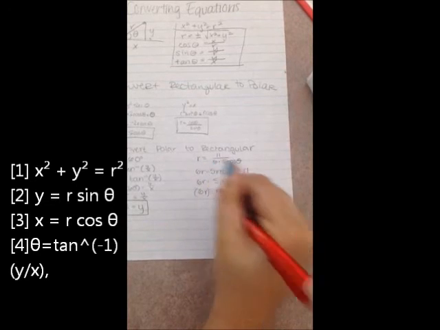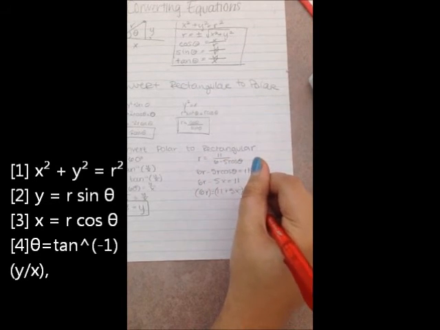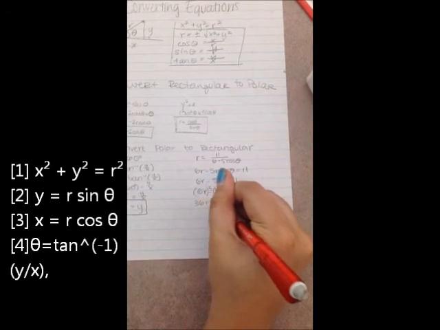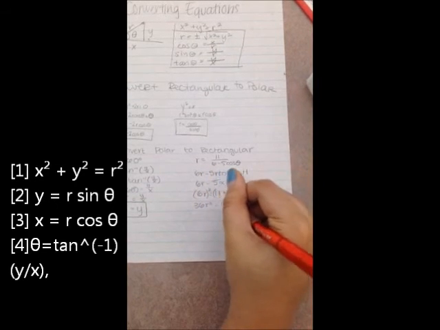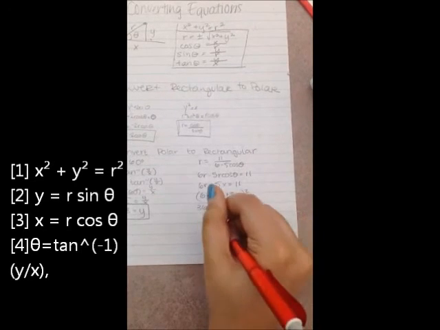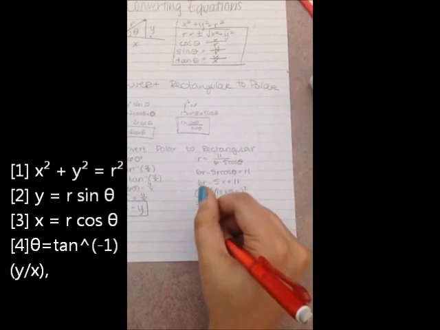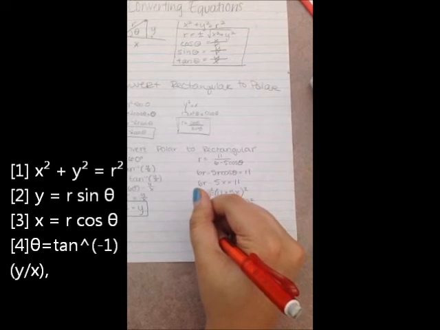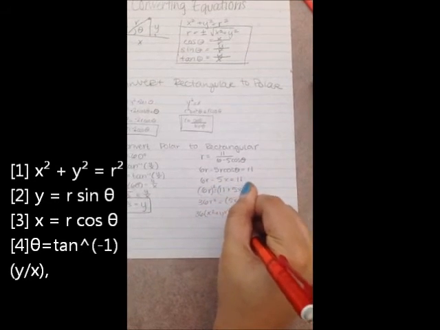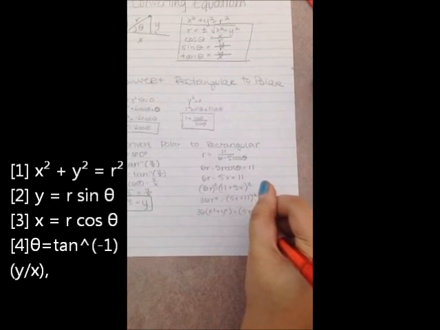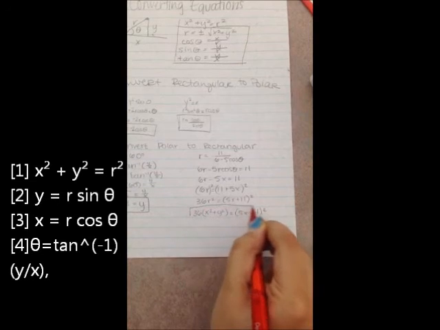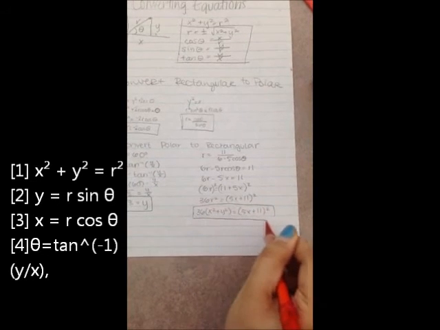Now we can square both sides to make this a little bit simpler, and that will turn into 36r squared equals 5x plus 11 squared. r squared is the same as x squared plus y squared, so now we have 36 times x squared plus y squared equals 5x plus 11 squared. And that is your final rectangular equation.